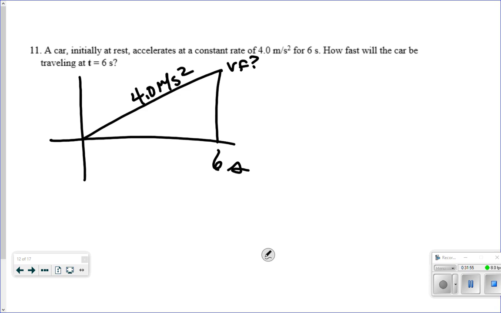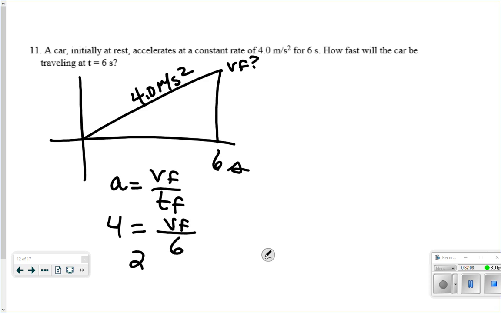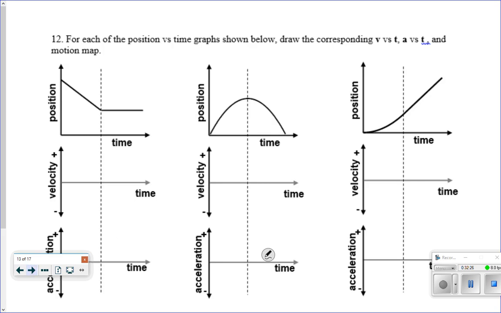That is the slope of my line. Acceleration is going to be equal to the VF on TF. I took the liberty of canceling out initial velocity and time because they're both 0. So 4 equals VF on 6 seconds, which gives me a final velocity of 24 meters per second here. Oh, that's it. That's all I really wanted to know, right? And oh, I didn't even ask for how far it went. That makes it easy. Yay! But you could find the area under the curve if you had to.